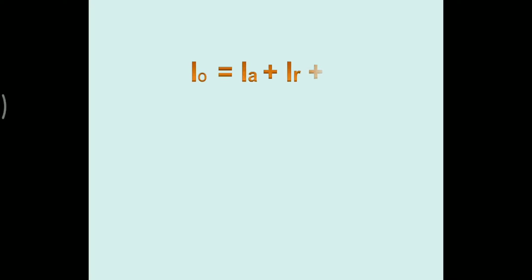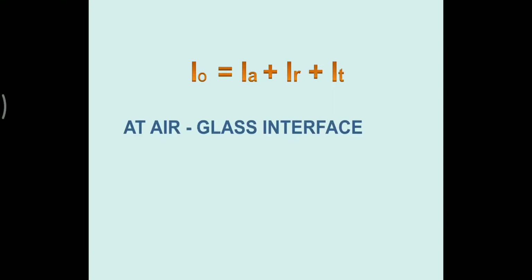So we'll see the theory of colorimetry or spectrophotometry. According to that, as we saw in the previous slide, the incident light is the sum of absorbed light, reflected light and transmitted light. But if you consider an air-glass interface, in that case we can neglect the reflected light intensity. So the equation becomes I naught is equal to IA plus IT.